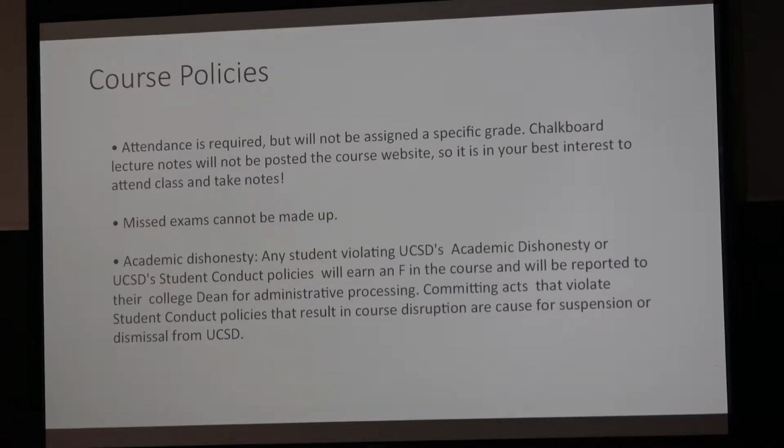Yes? Regarding exam dates, you said that they're something we want to get in the calendar. It says here that exam dates are likely to change, or is that just the general statement? No, the exams will not change. The topics may change.